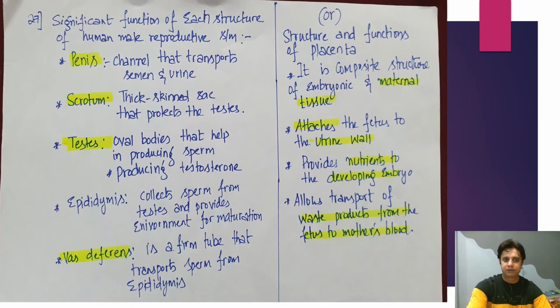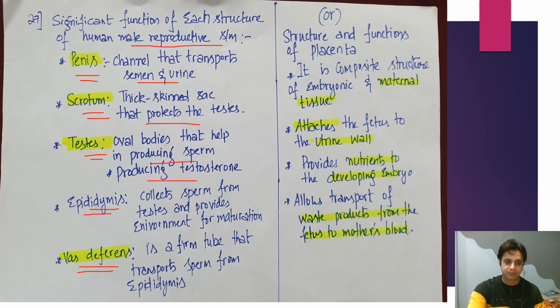27th one, they've asked about the function of each structure of the human male reproductive system. So it basically consists of penis, scrotum, testes, epididymis. Epididymis, I don't think for 10th it's required, but vas deferens is. So penis is a channel that transports semen and urine. Scrotum is the thick sac that protects testes. Testis is used for producing sperms and also testosterone. Epididymis collects sperms from testes and also provides an environment for the maturation of sperms. Vas deferens is a firm tube that transports sperms from epididymis.